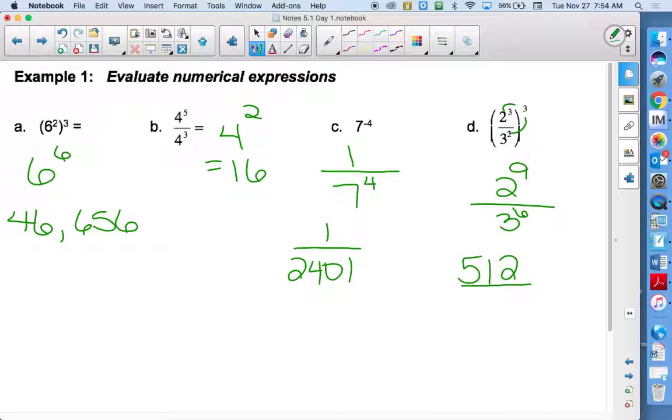And how about 3 to the 6th? Any questions on those 3? So again, no decimals, keeping them exact. Just evaluating the powers, keeping it as a fraction.